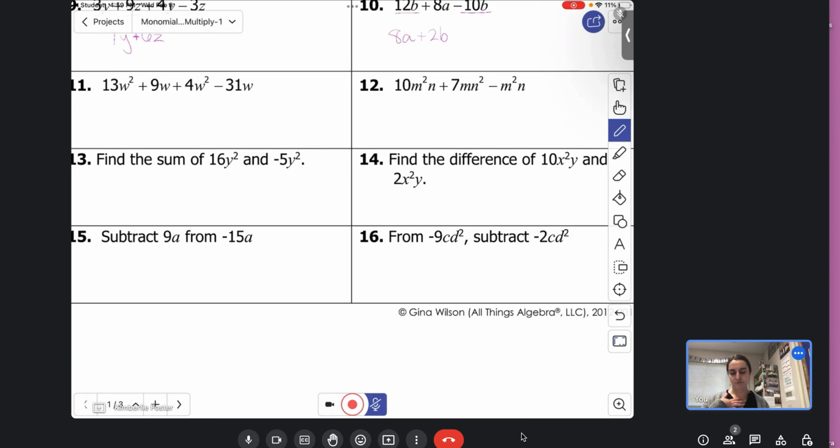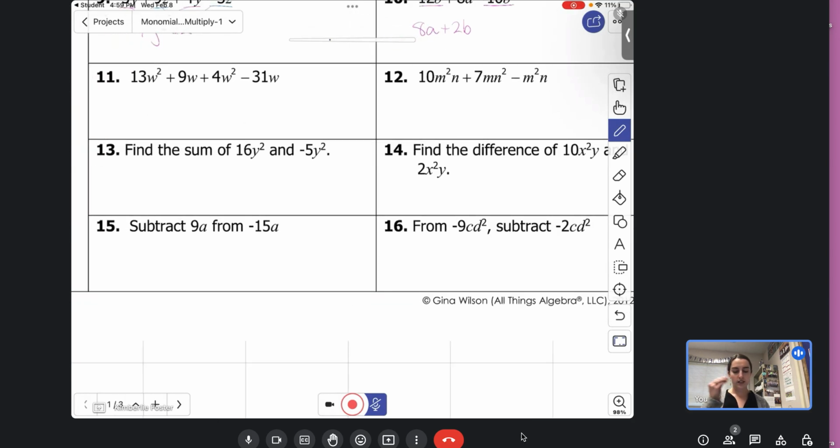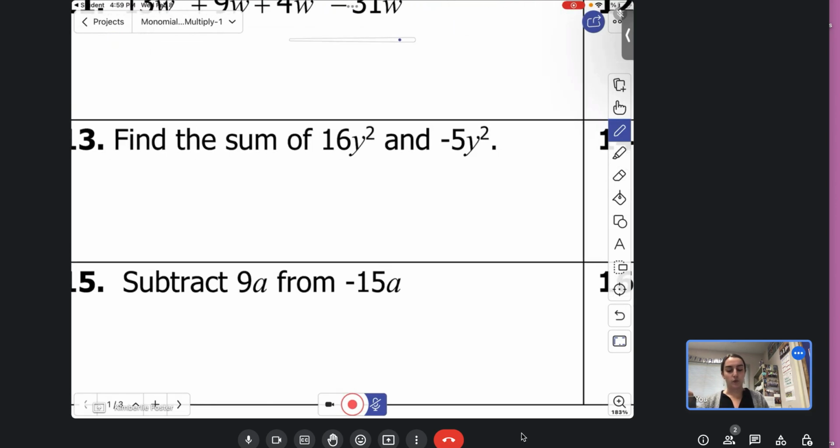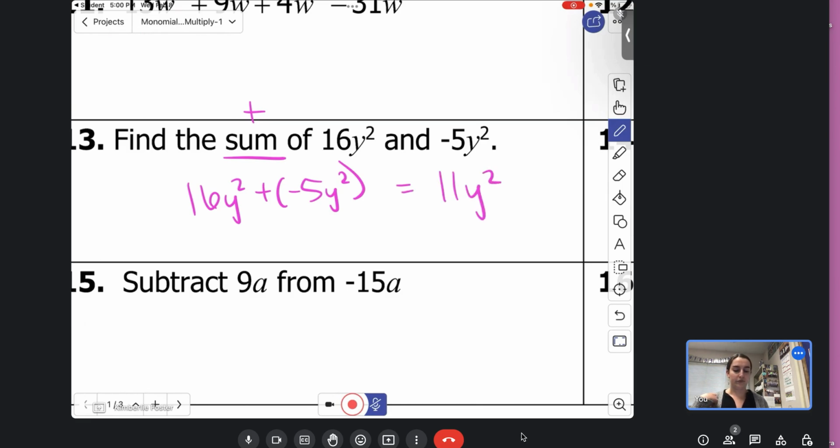What else? Down here, we see that the problems aren't really set up for us. They're more like in a sentence. Find the sum. Well, you guys know sum means adding. So I'm combining these two, right? So 16y squared plus negative 5y squared. Same thing as 16 minus 5, yes? So this would just be 11y squared.